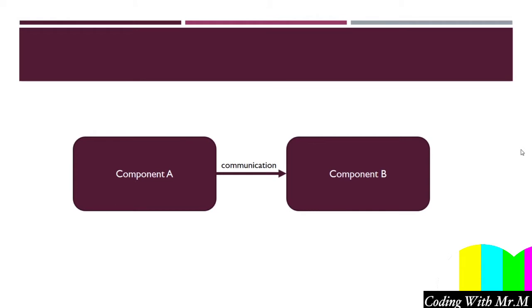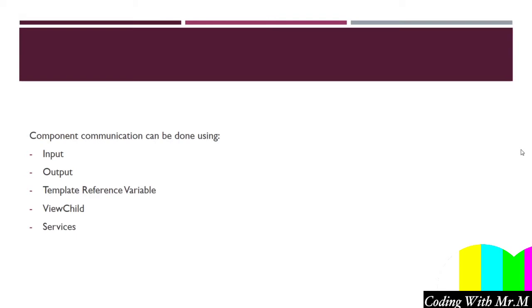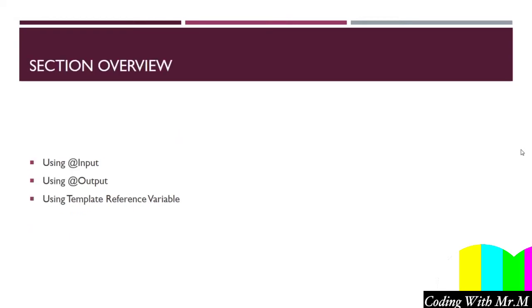So this is the pictorial representation of how component A is communicating with component B using different ways. Some of the different ways in which components can communicate with each other are using input, output, template reference variable, view child, and services. We will discuss all of these in the next coming parts of this section. Inside the section overview, we will discuss how to use input to help the components communicate with each other, what is the role of output for component communication, and we'll also see how to use template reference variable for component communication.